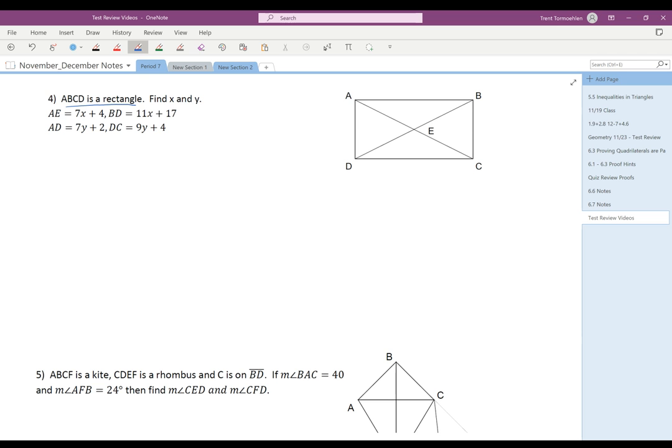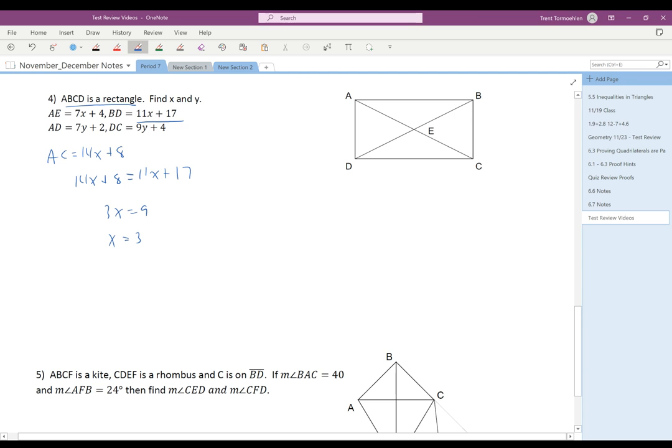Now, right off the bat, we don't know what AC is, but we do know what AE is, which means that AC is going to equal 14x plus 8, because a rectangle is also a parallelogram, which means that the diagonals bisect each other. So E is a midpoint, so multiplying AE by 2 gives you AC. And we said that it's a rectangle, so diagonals are congruent. So if AC equals 14x plus 8 and BD is 11x plus 7, then I can get 14x plus 8 equals 11x plus 17. And so 3x equals 9, so x equals 3. All right, that was pretty easy.